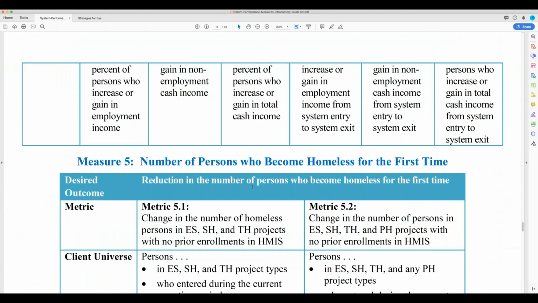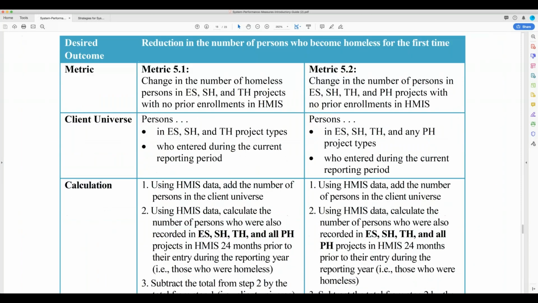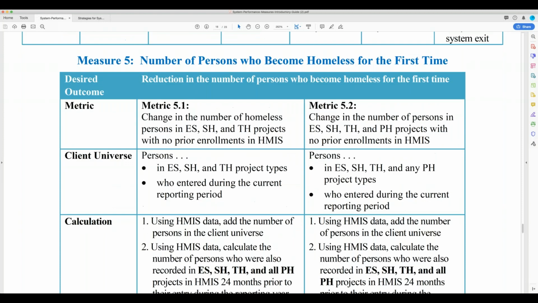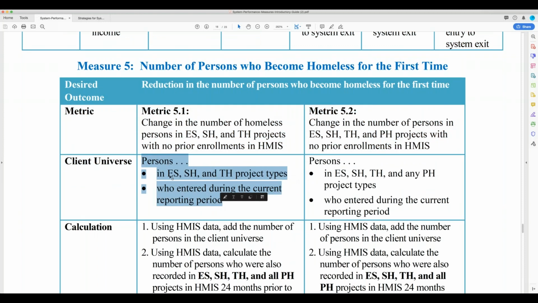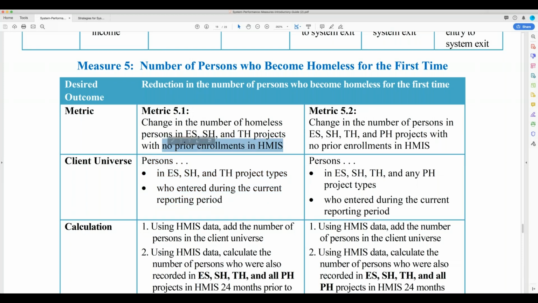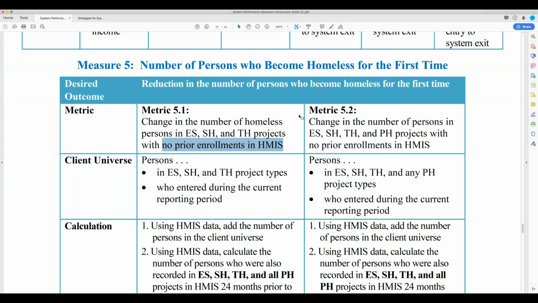Okay, we're going to move on to metric 5, number of persons who become homeless for the first time. Now, this one is, again, going back to having an inclusion for every single type of project, whether you're CoC funded or not. And this is looking at persons who entered any of the emergency shelter, safe haven, or transitional housing projects during the reporting period for the first time. They had never prior had an enrollment in HMIS, so they were never before seen in the HMIS in Morris CoC.